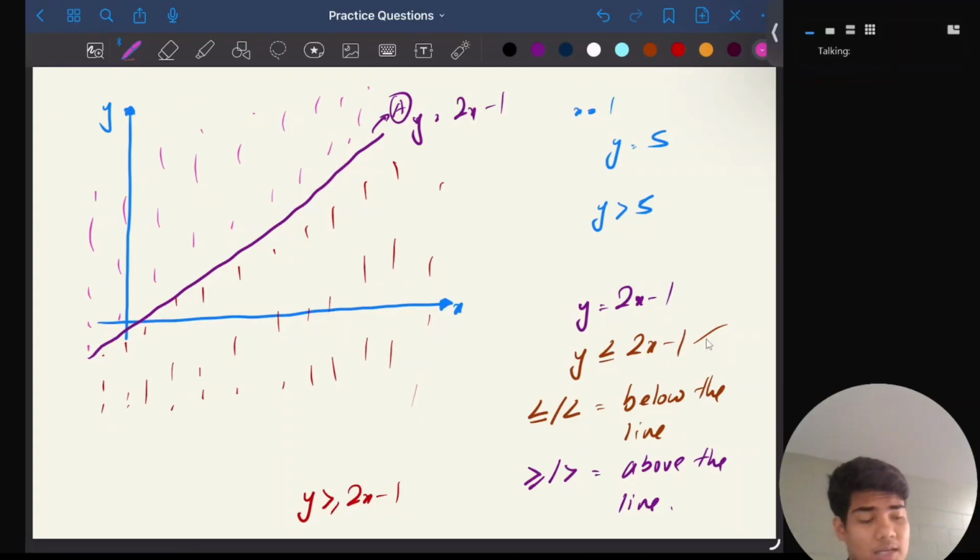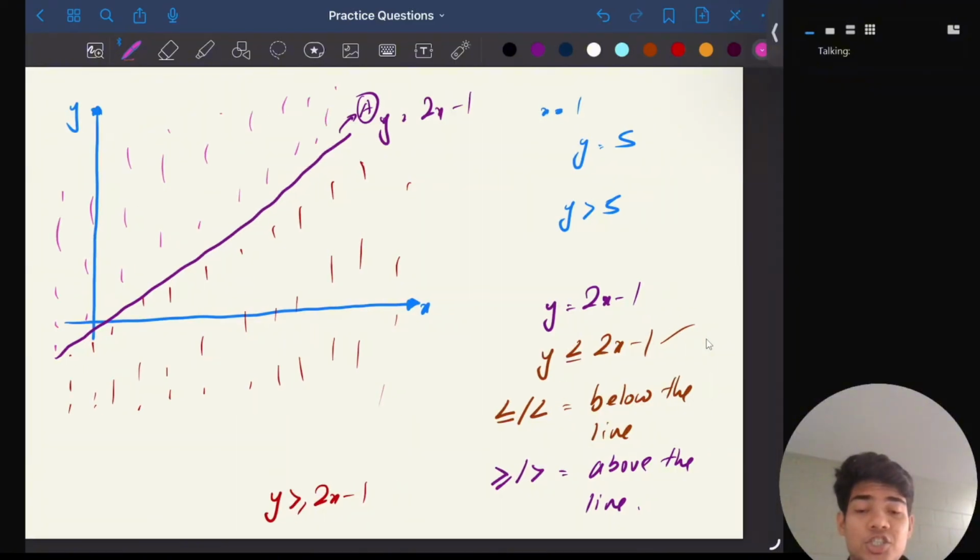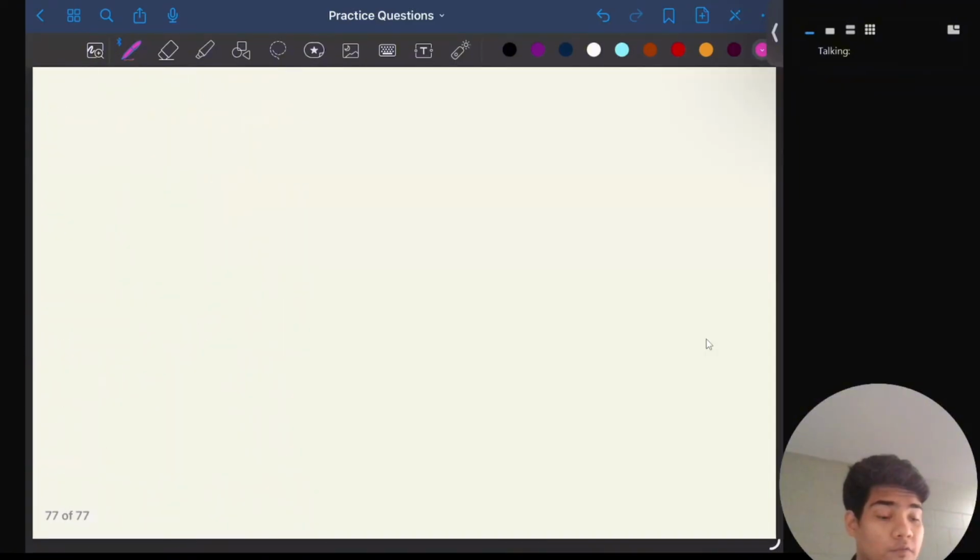The second thing, and this is also a very important thing because many people get answers wrong because of it, is the concept of solid line and the concept of dotted line. What is the concept of solid line and dotted line?